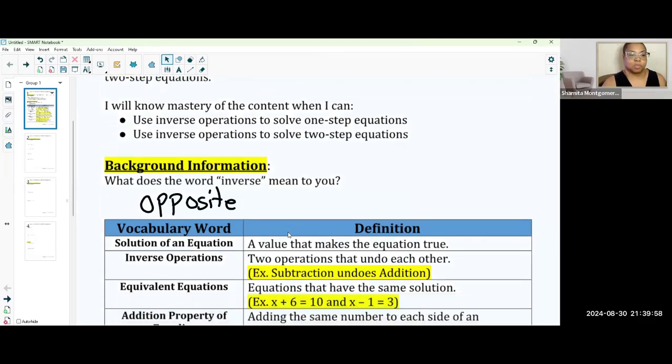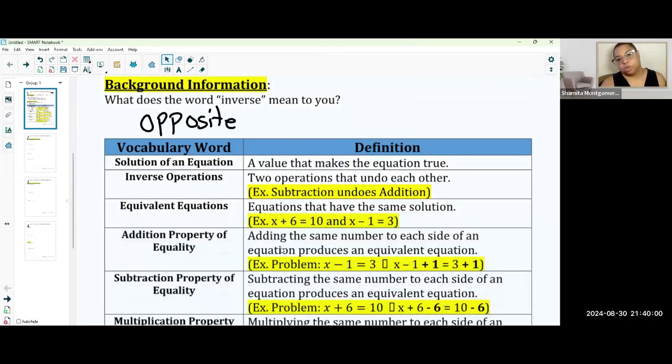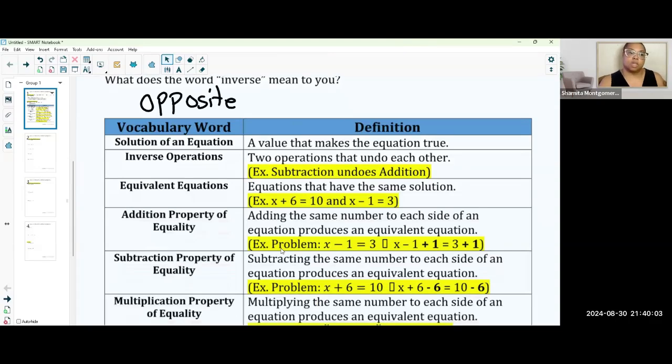Now you have vocabulary words here because as you're solving equations, you're actually using properties. That's how you solve equations. An equation means that you're going to balance both sides of the equal sign. Whatever's on the left has to equal whatever's on the right. Your first vocabulary word is inverse operations. That's two operations that undo each other. So the opposite of subtraction is addition, and the opposite of multiplication is division.